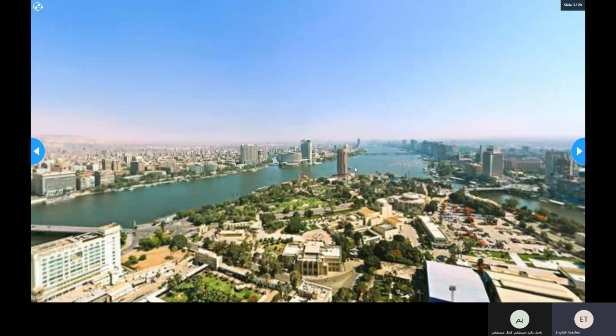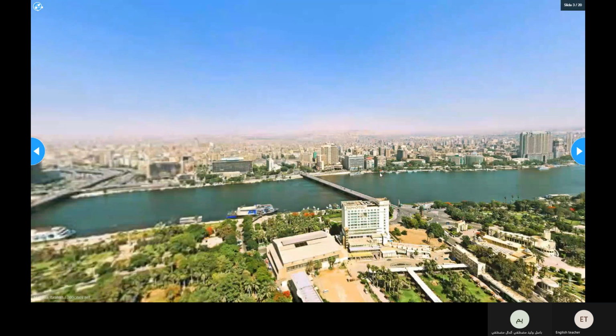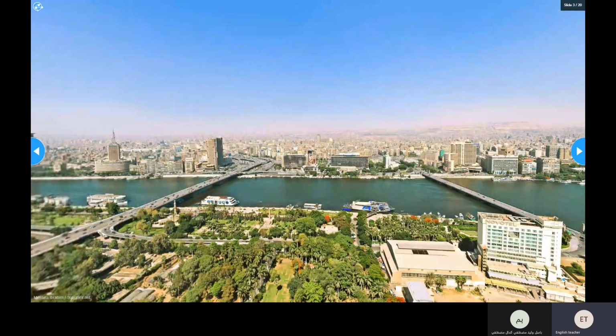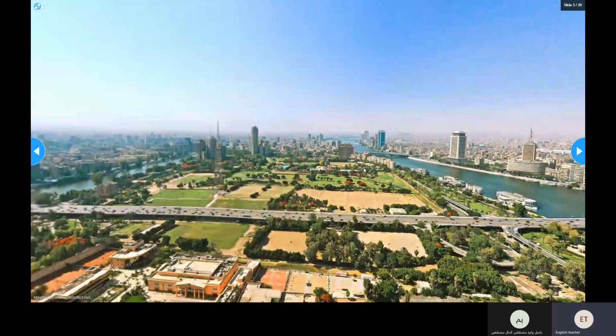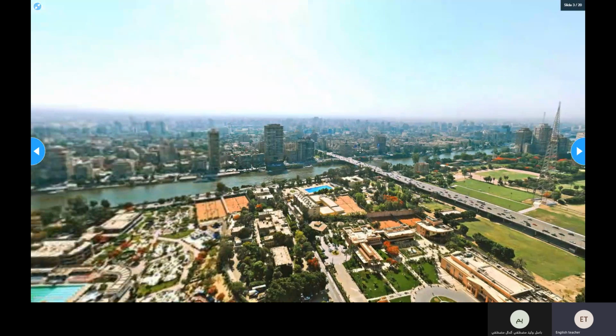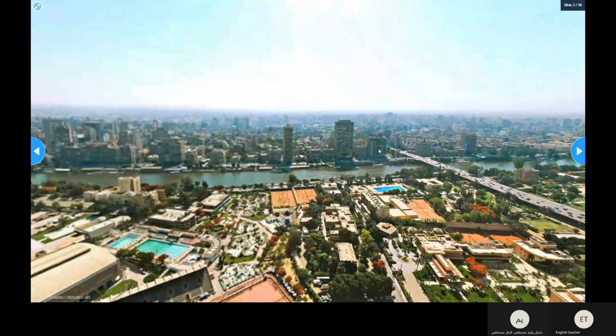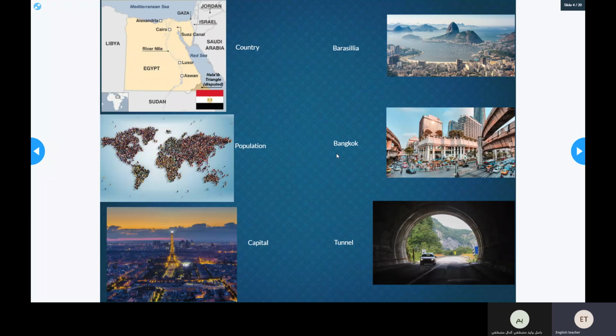So this is a view for, can you guess where am I? Or can you guess this place or this country? Correct, this is the Cairo Tower, where you can see this beautiful view for Cairo. And these are some other vocabs like country. This is the country of Egypt.